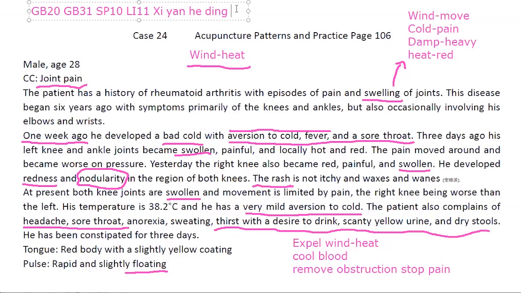And then they use bladder 60. Pretty similar there. Yeah, we can bleed bladder 40 there, since there's some internal heat in there. Yeah, if the local area is too swollen, we try not to direct the needle there.